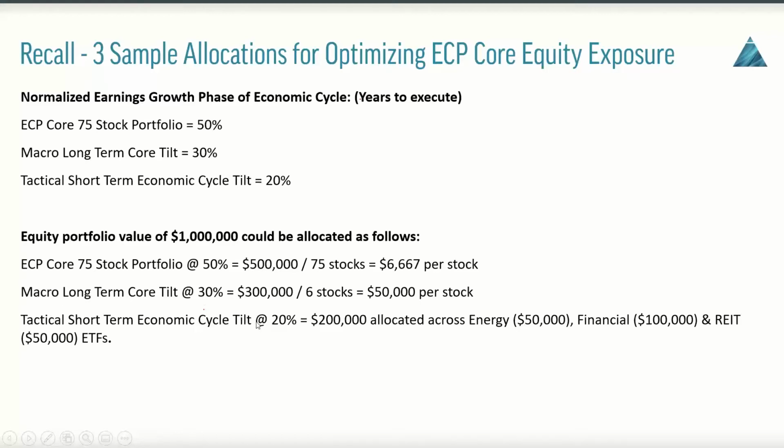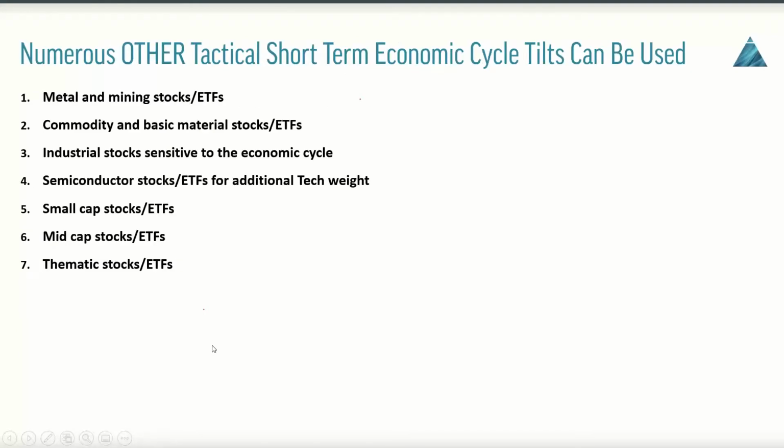Tactical short-term economic cycle tilt, we've got a lot of different options here. I just chose a very simplistic case, $200,000 allocated across energy, financials, and real estate. We could have ramped up our tech weight by 5% or so by allocating a certain portion of that to a semiconductor ETF as a tactical short-term economic cycle tilt. But in this example, we're just keeping it simple and sticking with energy, financials, and real estate.